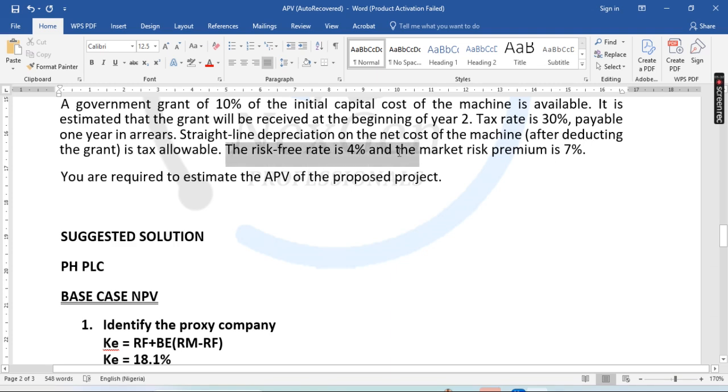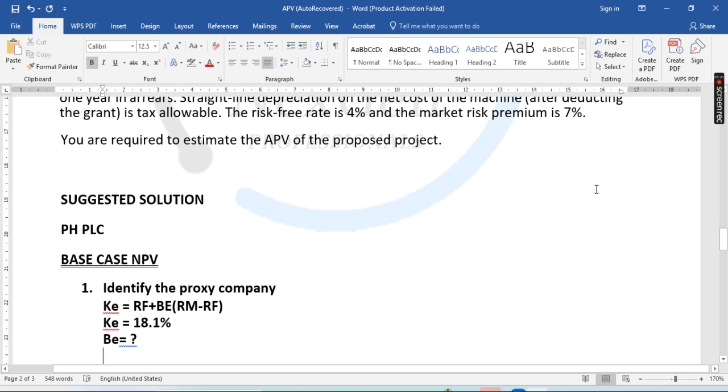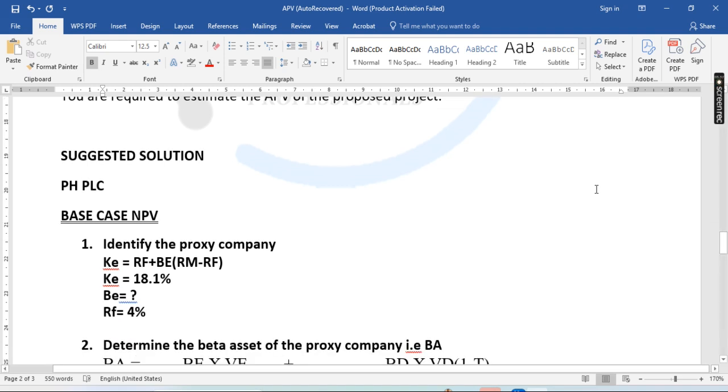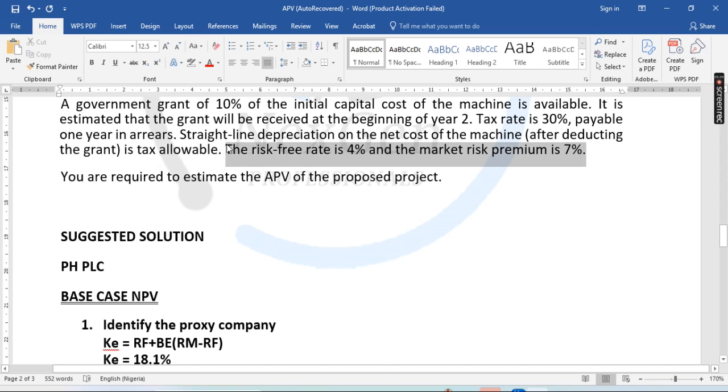Can you see the risk free? 4%. The risk free is 4%, and the market premium is 7%. So risk free is 4%, right? So market return, market premium. How many percent is the market premium, class? 7%. Please confirm if you can see this.